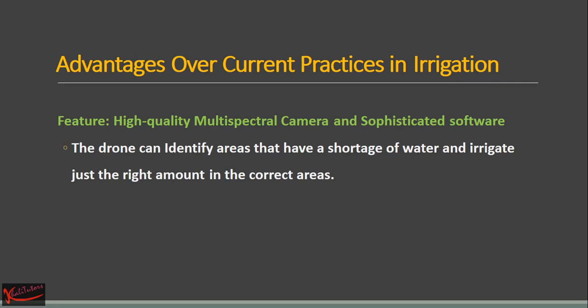I think there are so many points that you can use there, okay. So this is the feature that I've chosen: a high quality multispectral camera that uses sophisticated software. This is used by the drone, right? So the drone can identify areas that have a shortage of water and irrigate just the right amount in the correct areas. So it makes it more efficient. So you see, you are linking everything. So it's sort of like a summary. That's how you need to answer this question. Okay, let us move on now.